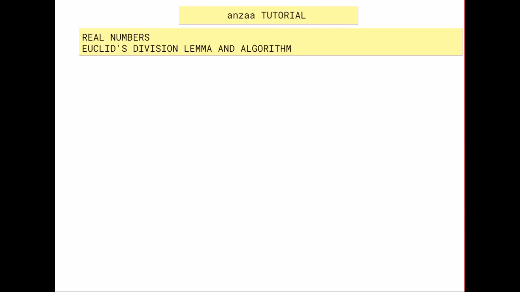Guys, today I will tell you about Euclid's division lemma and algorithm. These two terms are similar but they have a bit of difference. And it is very easy to find out. I will tell you.